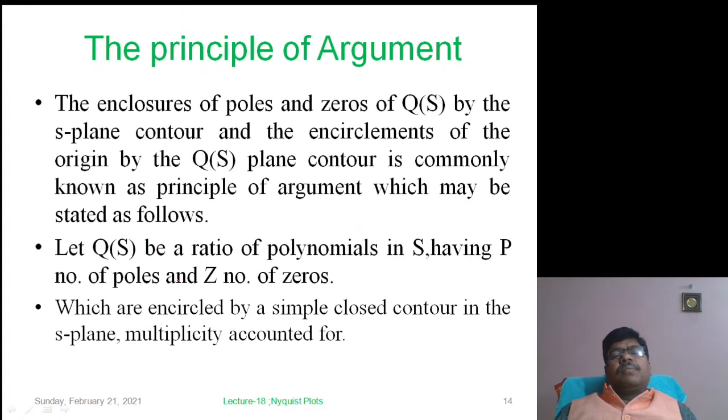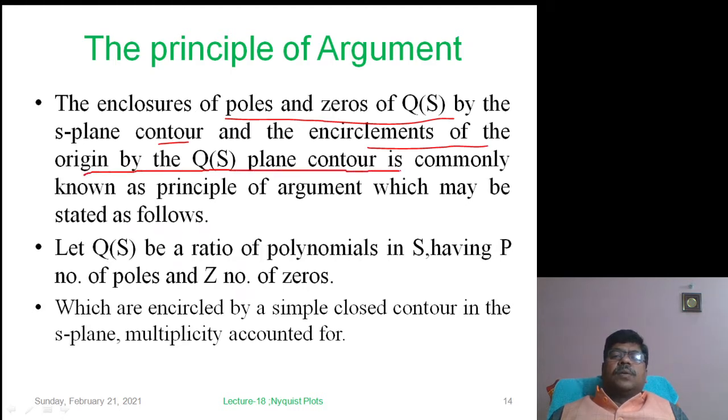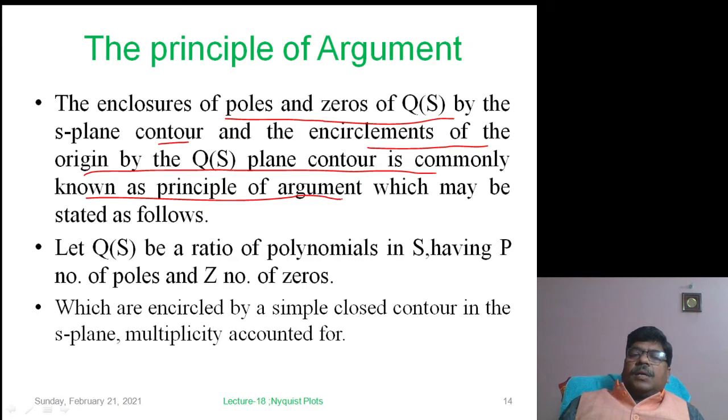So, now coming to the principle of argument. Here you can see the enclosure of poles and zeros that we have seen while drawing the Q(s) in the Q(s) plane by the s plane contour, and the encirclement of the origin by the Q(s) contour, is commonly known as the principle of argument. As we have seen, we have encircled the origin twice, so the net angle contribution was minus 2 pi. Based on this, that was the principle of argument: the enclosure of poles and zeros of Q(s) by the s plane contour and the encirclement of the origin by the Q(s) plane contour.